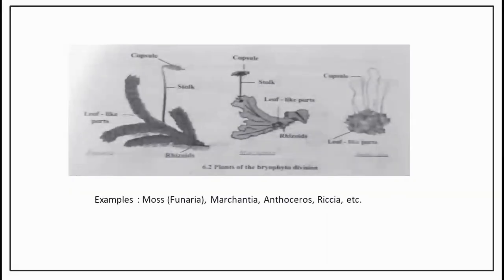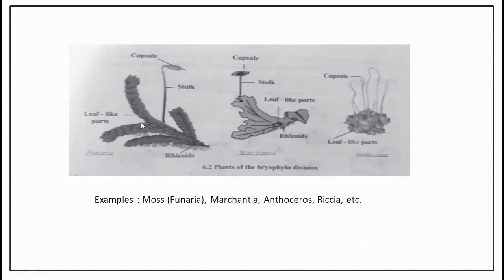Here your textbook shows these 3 examples. These plants are thalloid, multicellular and autotrophic because they are green in color. They reproduce by spore formation. This capsule-like part is where spores are formed. The structure of the Bryophyta plant has a flat, ribbon-like part; these are the flat parts and these are the ribbon-like parts.